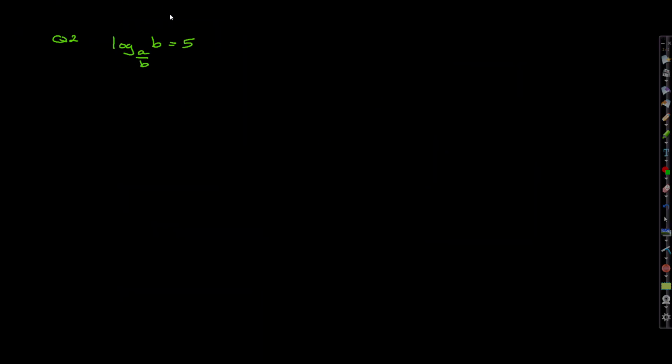Alright guys, the second question then, what you're given is this log statement that log of b base a over b is equal to 5, and you're asked to find the value of log base a over b, then b, the cube root of b, times the 4th root of a.